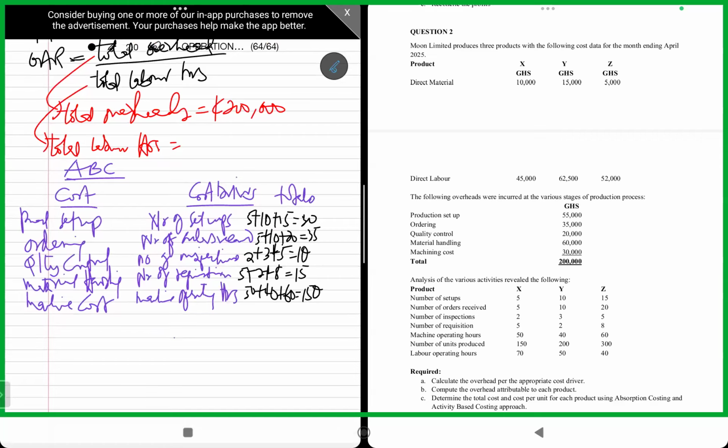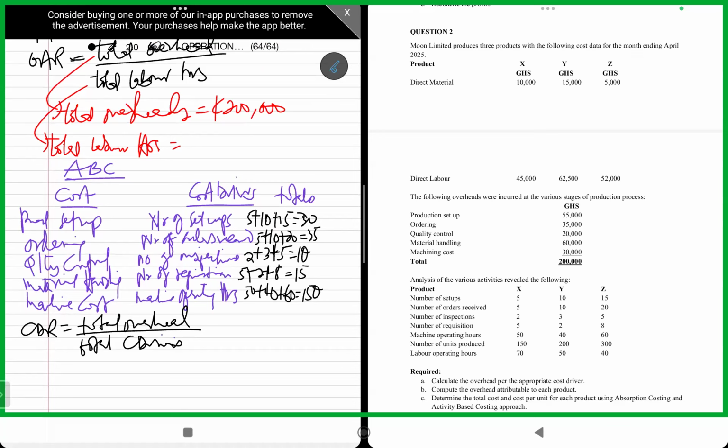That's it. Now from here, I'll come back to what we did at first, the CDR. The CDR equals what? The same formula. Total overhead over, now I'll not use total activity, I'll use total cost drivers. The totals are what I have just written there.